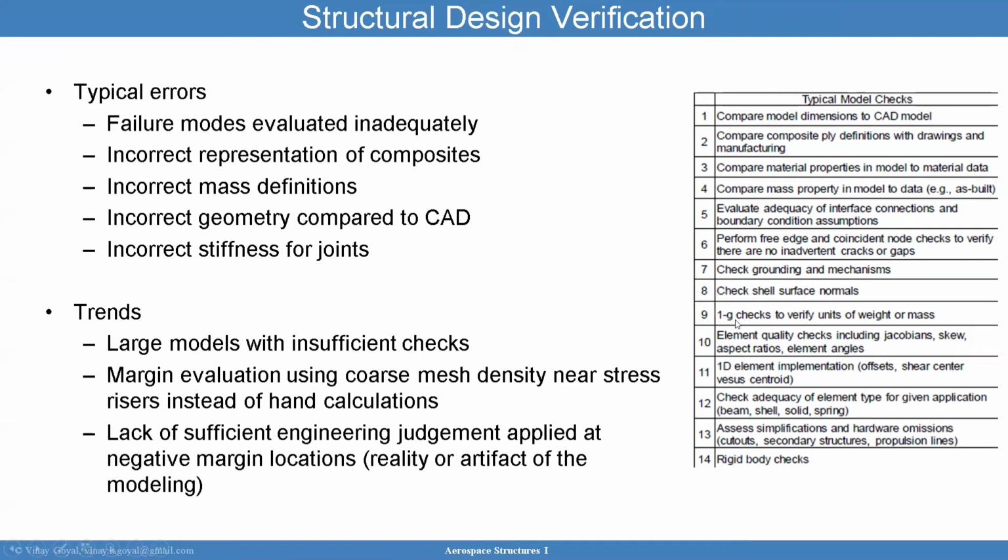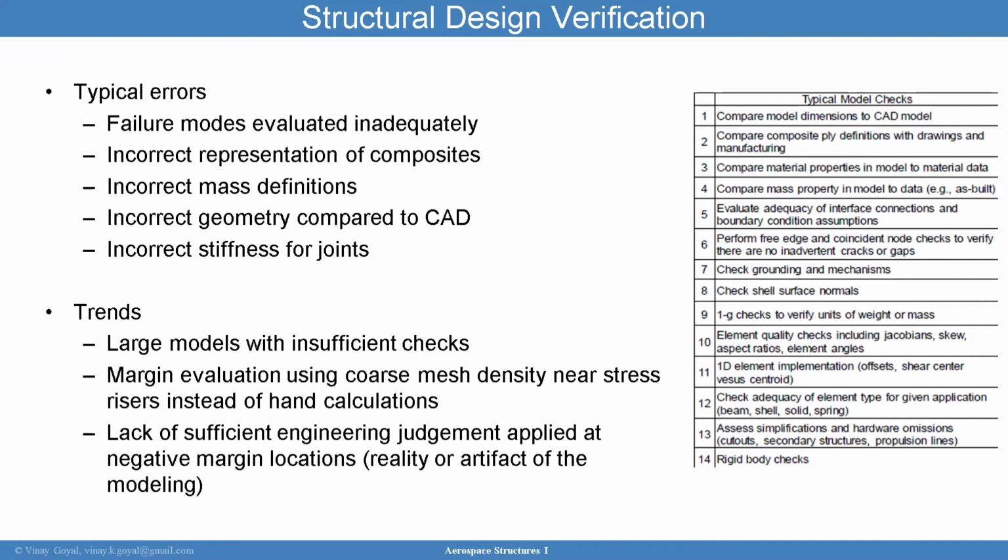A 1G check, which means take the model and apply a gravity load. That's very helpful to check that your units for weight are correct or that nothing is disconnected incorrectly. And you want to exaggerate the deformation dramatically to make sure that everything looks like it's supposed to.